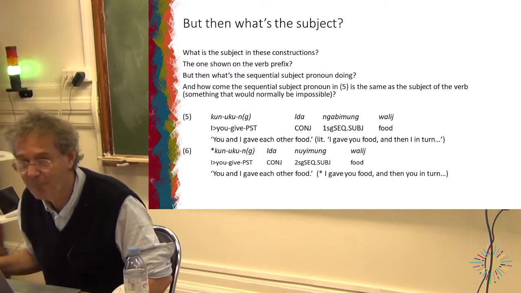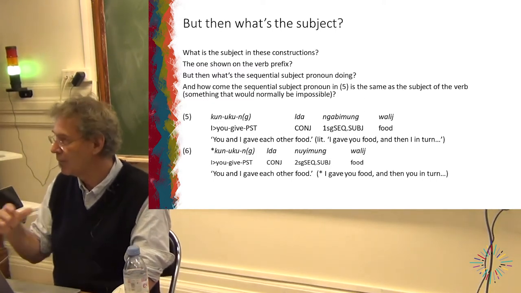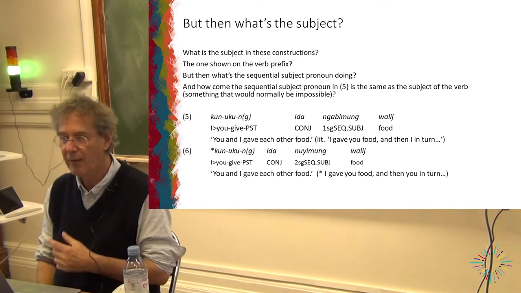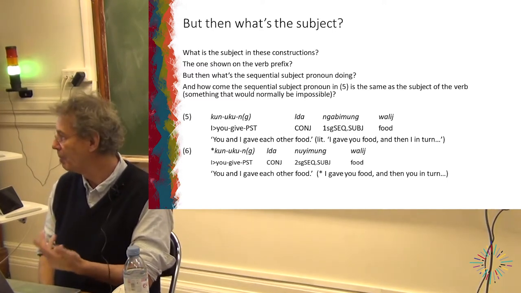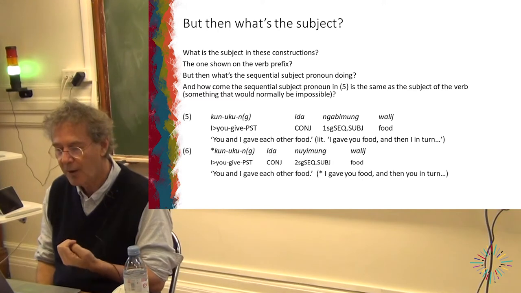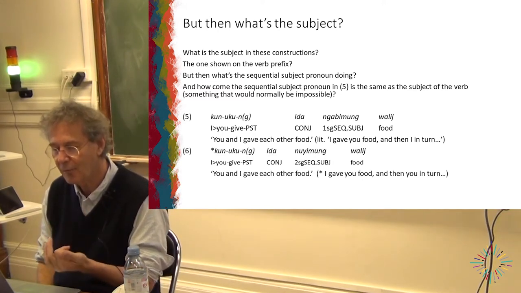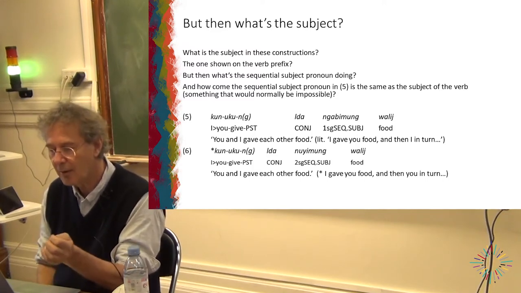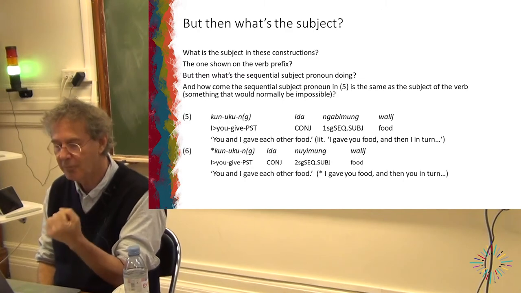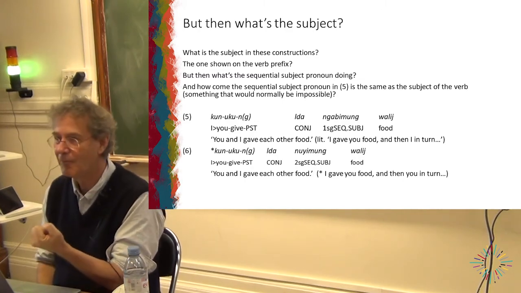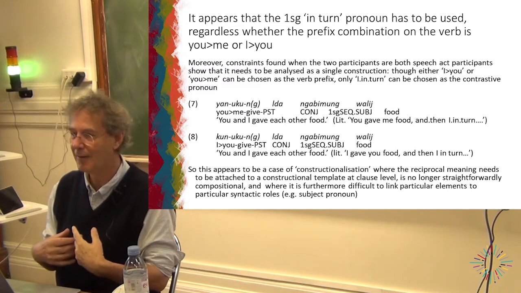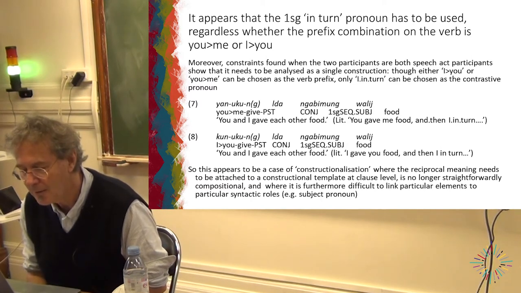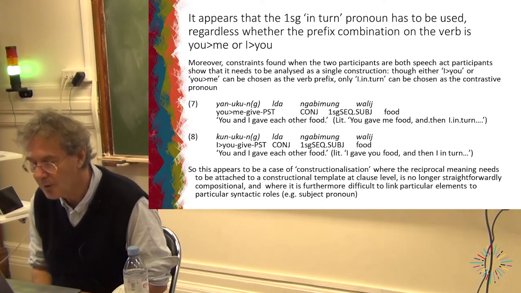And something else in favour of that conventionalised construction analysis is that when you have I upon you or you upon me, things get even wilder. Because if I say you and I gave each other food, so gunugong, gun is I acting upon you, so gunugong langabimong walej, so I acting upon you and I in turn food. Well, it should be and you in turn food, right? Because I've already done my bit as the subject. And I can't say gunugong la nuyimung walaj.